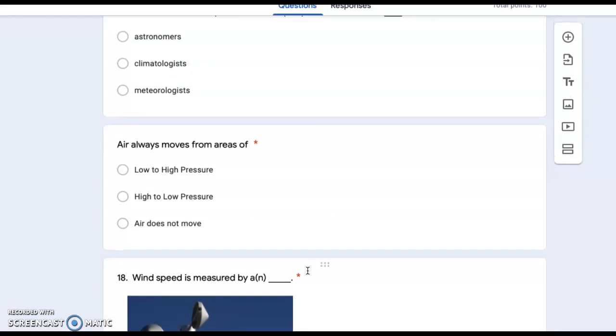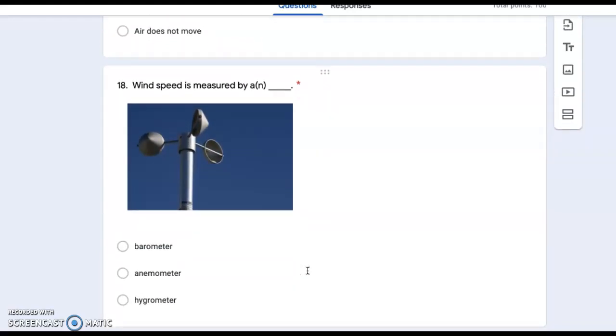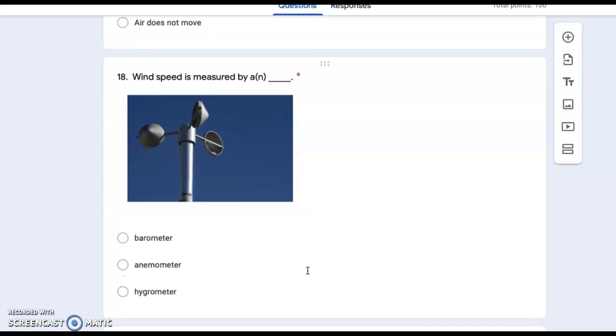Air always moves from areas of low to high air pressure, high to low air pressure, or air does not move. Wind speed is measured by a barometer, anemometer, or hygrometer.